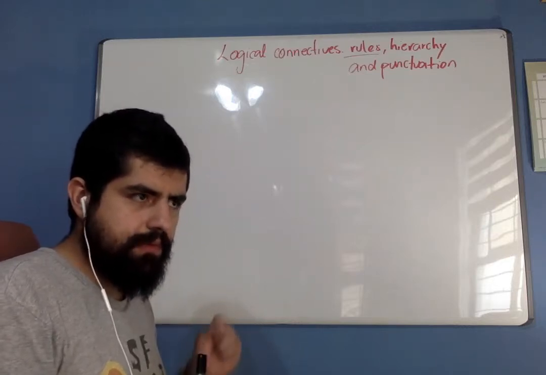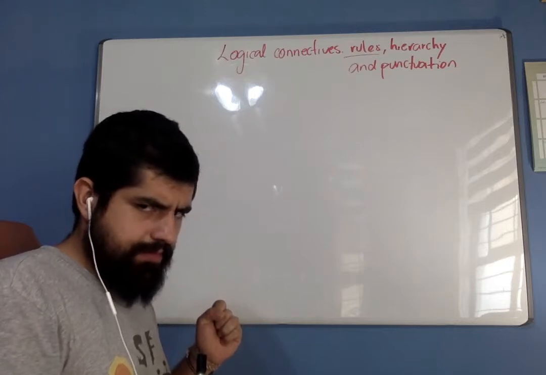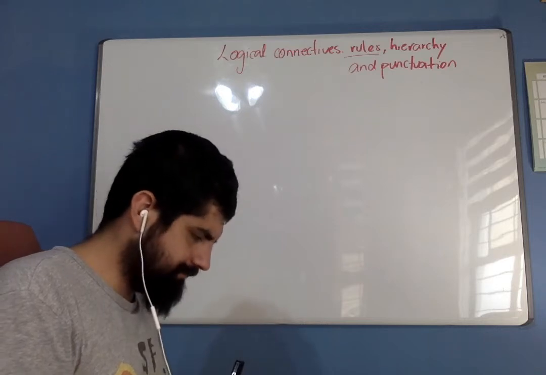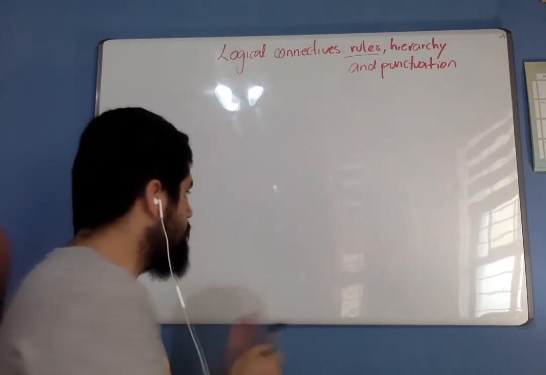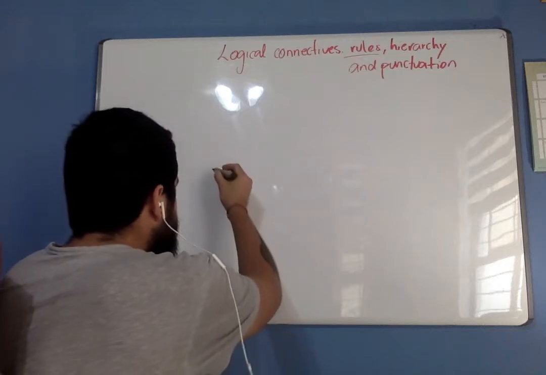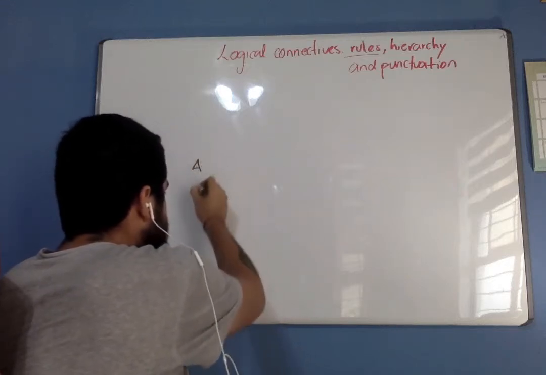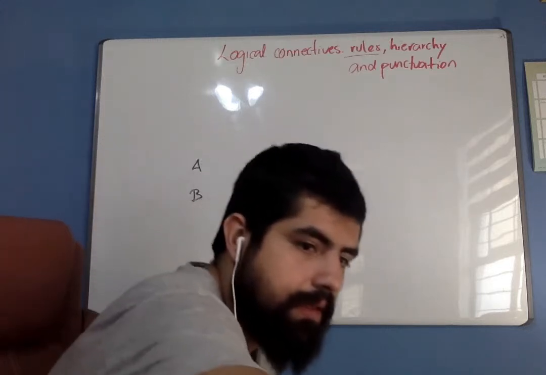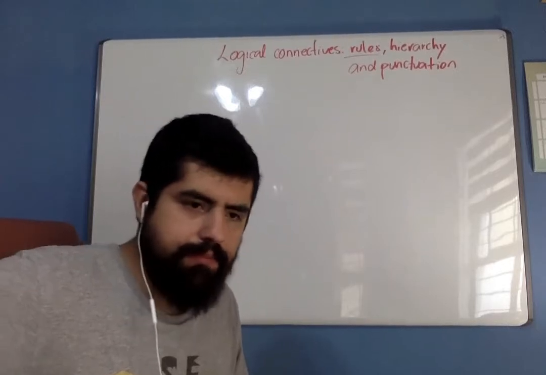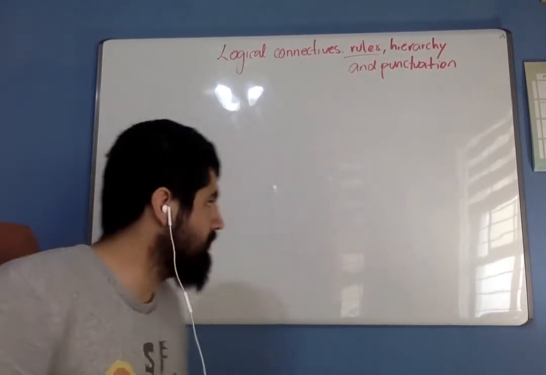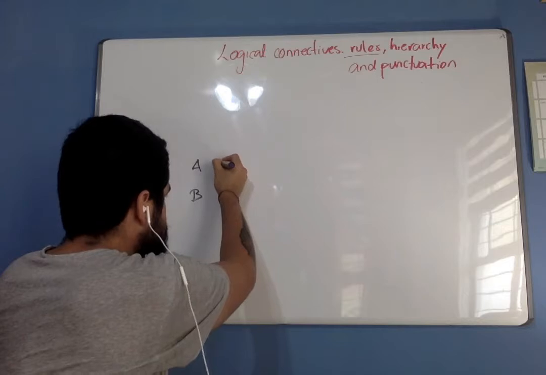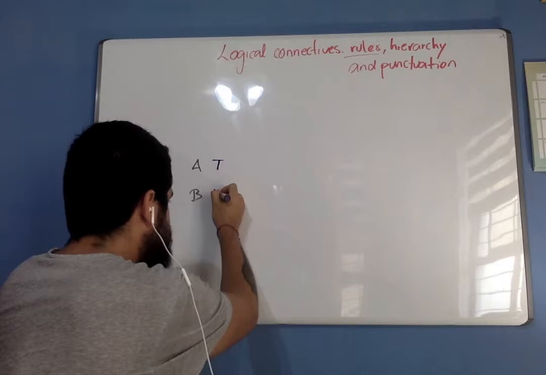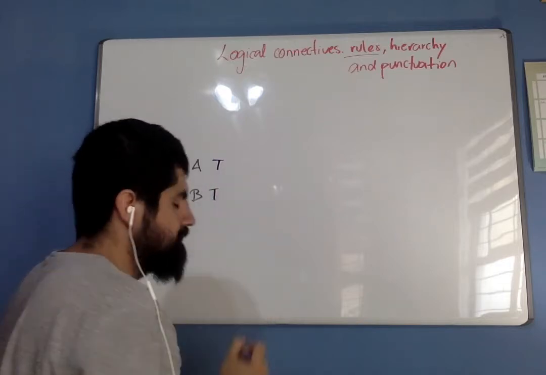In the assignment number, I don't remember if it's 12 or 13, but for example, imagine that you are already given two variables, A and B. Let's say that A is true and that B is true, okay?